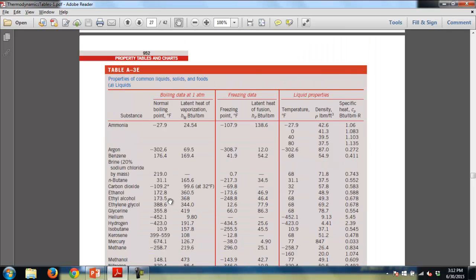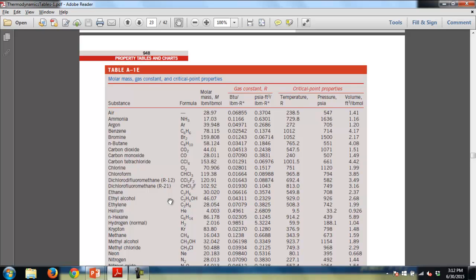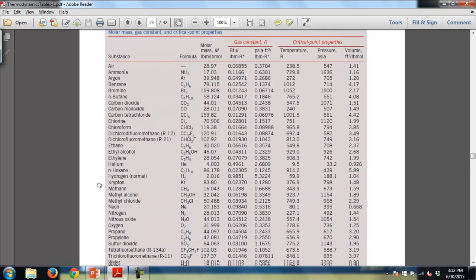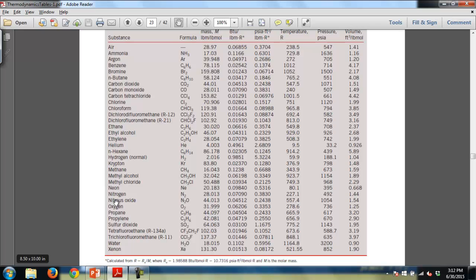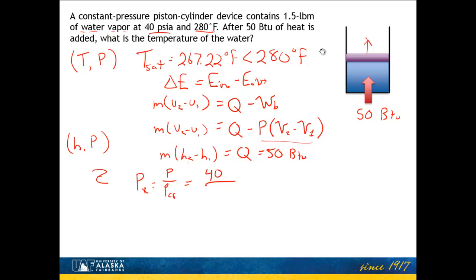That's in A1. So I'll go up here to table A1. I'm in English units, A1E, and I'm looking at water. So water's down here at the bottom, and there's my critical pressure. If I look down, it is 3200, and the units are psia. So 3200 psia. Let's put that in there. And so I have 40 over 3200. That's a pretty small number. That's 0.0125. So there's my reduced pressure. Now, normally I would go ahead and find my reduced temperature as well, so I could find my value of Z.